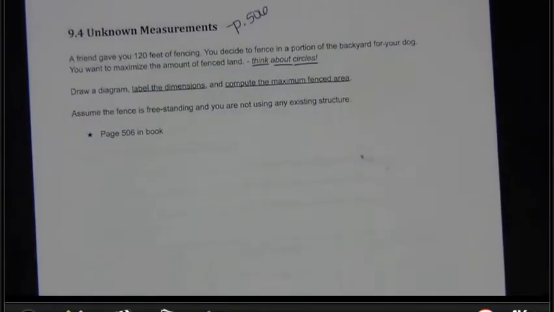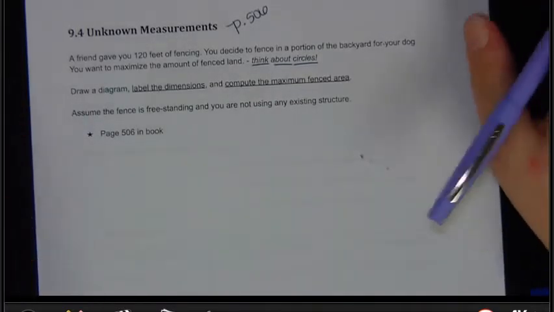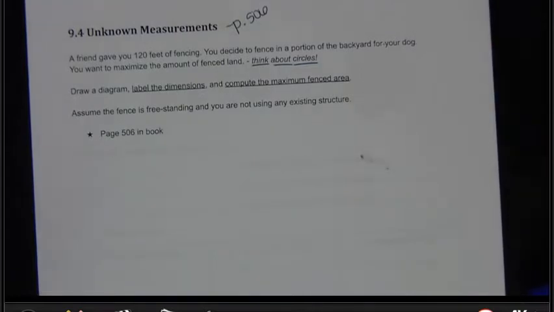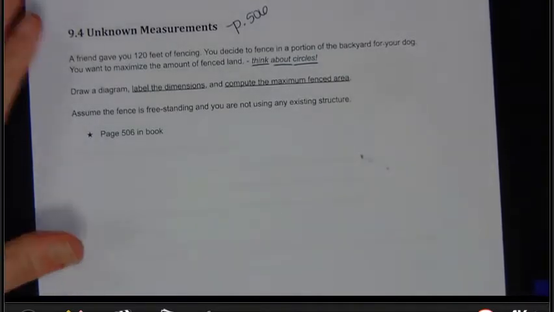If you would find your textbooks and turn to page 506, or grab out these guided notes, it's over 9.4 of unknown measurements. We're just going to pull out a couple of these questions and work through them together with the guided notes, and then see if we can figure out the area of our composite figures without the guided notes.